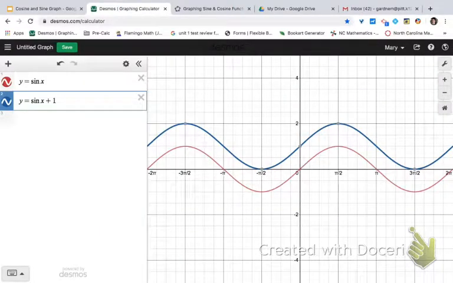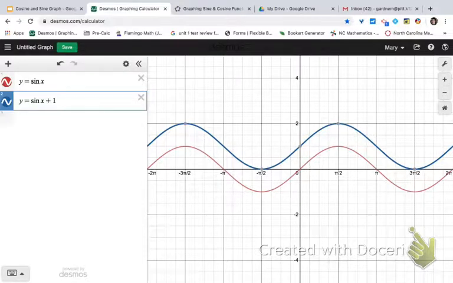Welcome to Desmos. As you can see in red, I have graphed the parent function y equals sine of x. And then in blue, we have y equals sine of x plus 1. The entire function has moved up 1 unit.